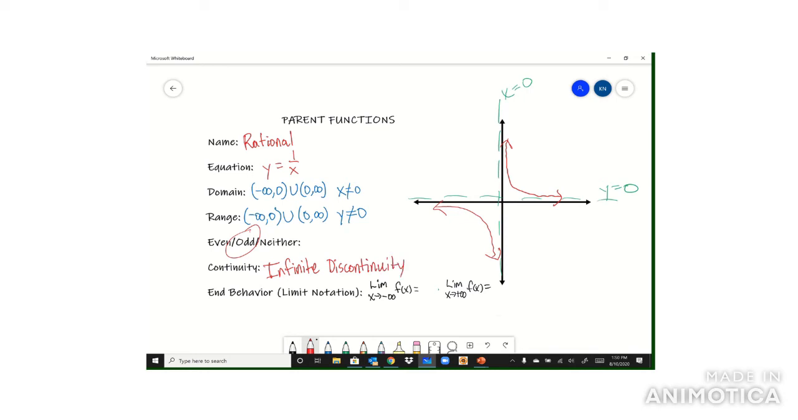Whenever you write continuity, you're supposed to identify where that discontinuity happened. So on this one, I'm going to put at x equals 0. And then the end behavior: if you go left, or if you go right, both of these lines are going to level out at 0. So that would be my end behavior. That's a rational function.